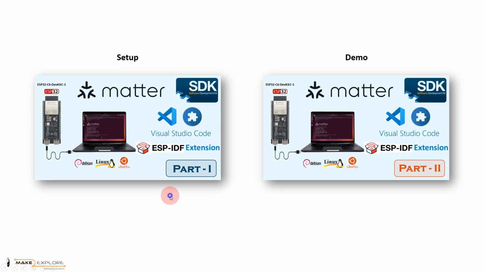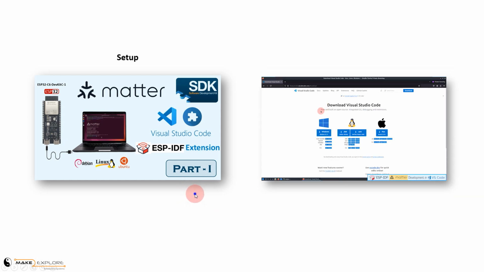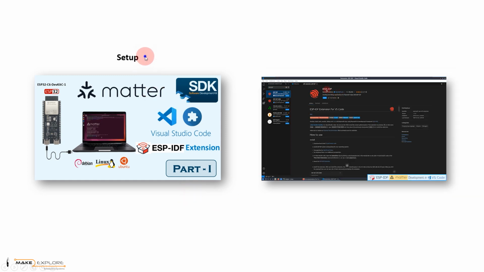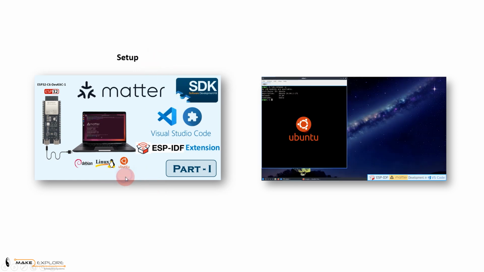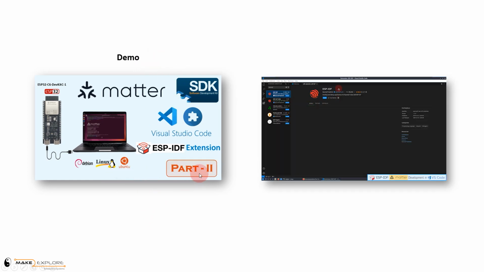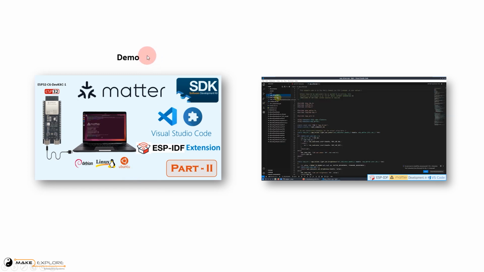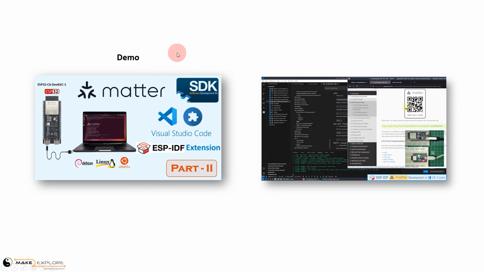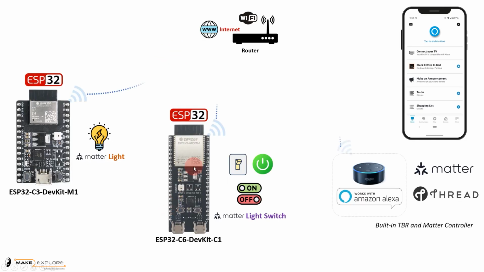Please note, this tutorial is divided into two parts. In this first part, we will see how to install and set up ESP-IDF Extension in Visual Studio Code in Ubuntu OS. Then, in the next part, part 2, with the use of ESP-IDF Extension, we will see a demo of how to program two different ESP32 boards with Matter sample firmware. We will program these ESP32 boards as Matter accessories or end devices.